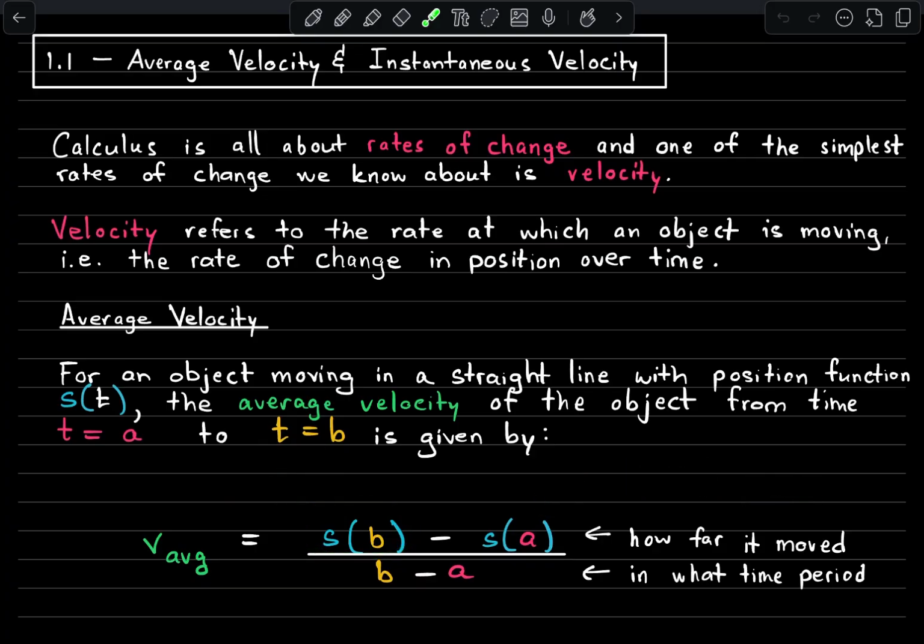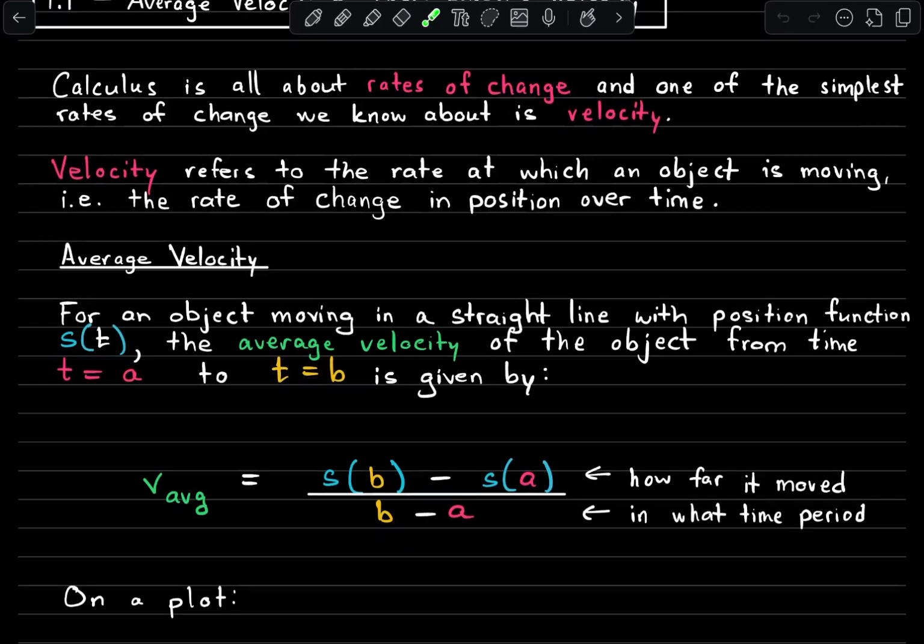minus s of a, this is our starting position at time a. So the difference between these two is going to give us how far it moved in that time period. And then on the bottom, we've got b minus a. So this is just going to be your end time minus your start time, and this is going to give us the duration or the time period that we're dealing with here. Okay?